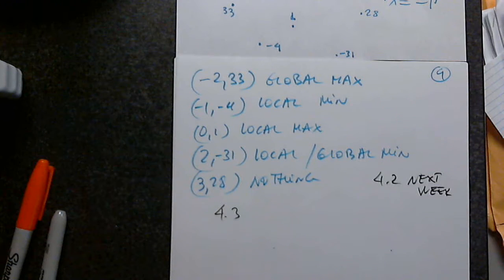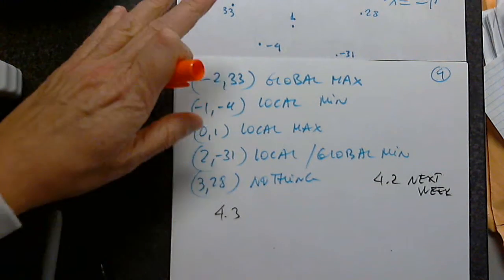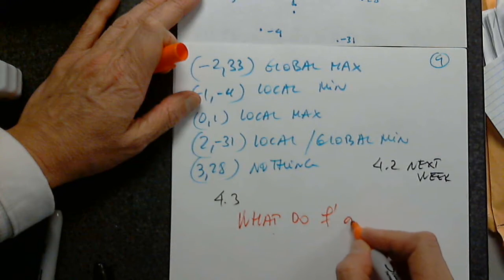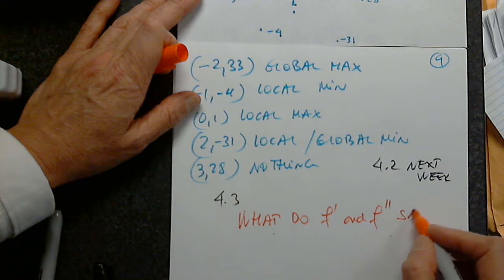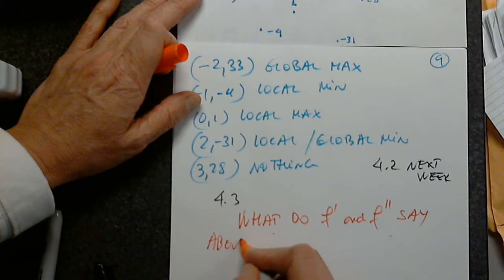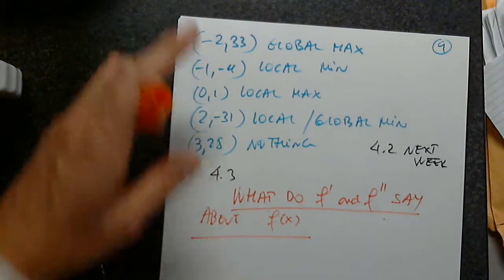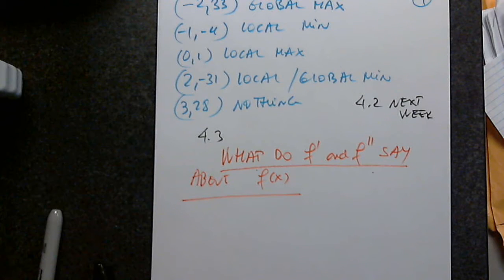In 4.3, we are going to study how derivatives affect the graph. Or, in other words, in short, what do f prime and f double prime say about f of x? This should have been the real title. What do f prime and f double prime say about f of x? What do they tell us about f of x?